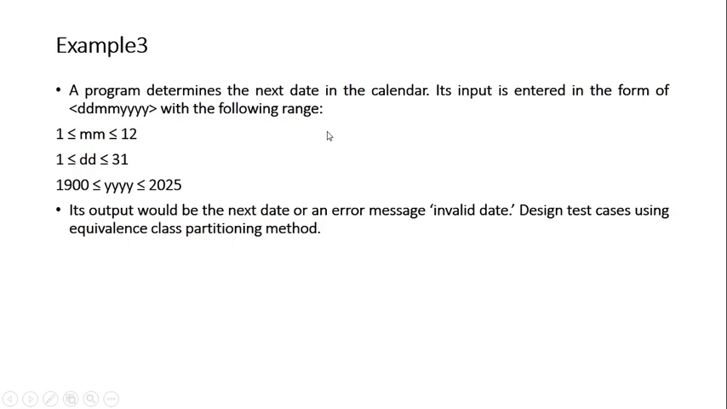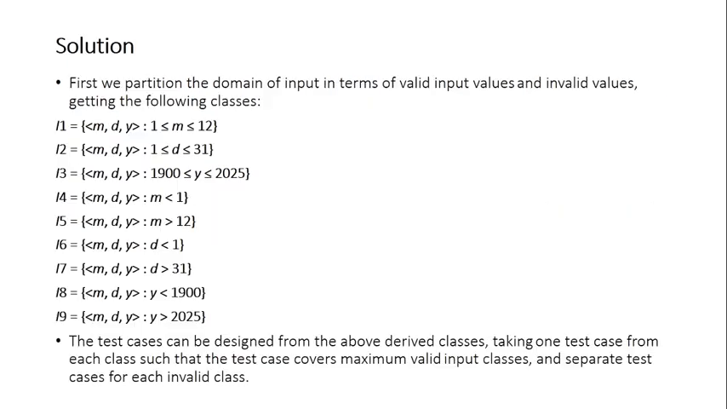A program determines the next date of the calendar. Its input is entered in the form of DD, MM, YY, that is a date, and the range given is: month is between 1 and 12, date is between 1 and 31, and year ranges between 1900 and 2025. Its output would be the next date or an error message, that is invalid date. Now we are supposed to design the test cases using the equivalence class partitioning method. So first of all, what will be our first task? We have to identify our classes, valid as well as invalid, both.